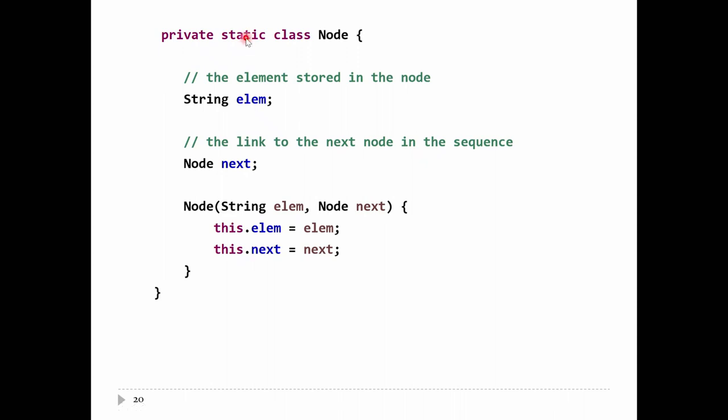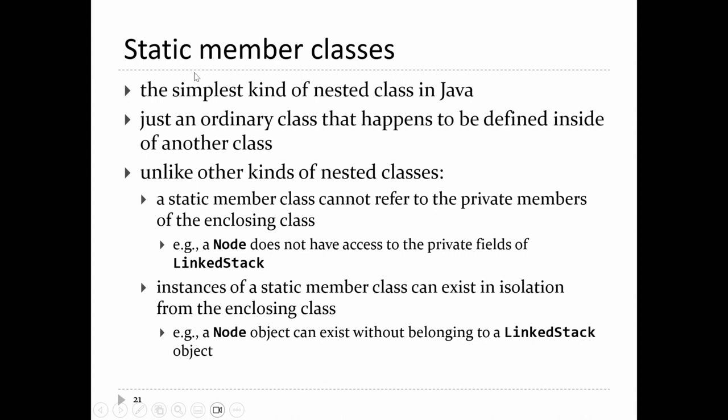A static class is different. It's not an inner class. A static member class is the simplest kind of nested class in Java. It's the simplest class that you can define inside of another class. If you have a static nested class, it's just an ordinary class that happens to be defined inside of another class. It's as if you had created a class and decided to plunk it inside of another class. You can use it as though it were its own class.